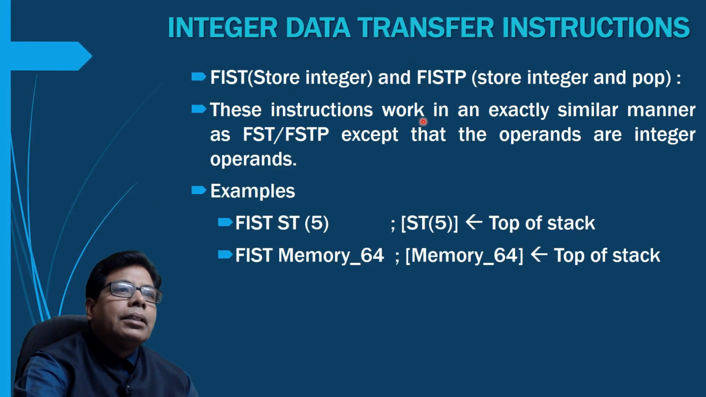Then let us go to the integer data transfer instructions FIST and FISTP, store integer and pop. These instructions work in exactly similar manner to FST and FSTP, except that the operands are integer operands. So if I take the example FIST ST5, here we are referring to register 5, so the top of the stack is copied to ST5. Then FIST memory 64, the top of the stack is copied to memory 64.